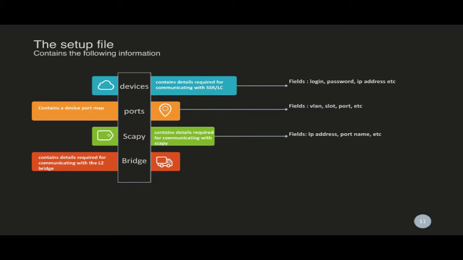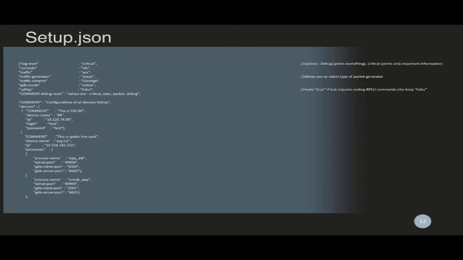So now I'll be explaining each individual file. First comes the setup file. It contains all the fields that are required to establish connection between the physical devices that you are going to use for your unit test. So I'll just jump to the next, the actual setup.json.